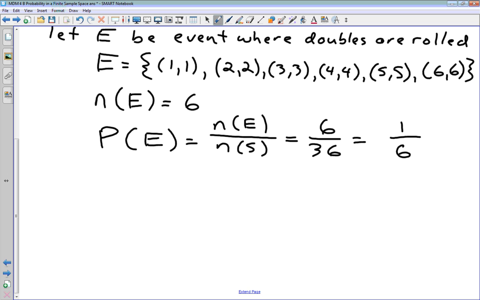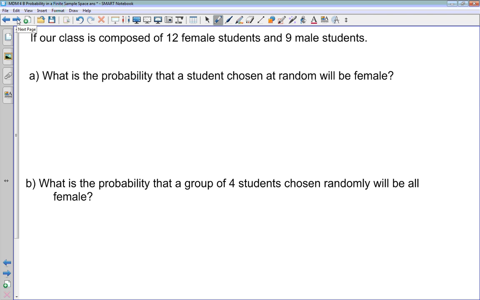Let's do one that's a little trickier and is going to bring in some of the counting techniques that we used in Unit 2. If our class is composed of 12 female students and 9 male students, which is true if everyone is here, it is not true today, what is the probability that a student chosen at random will be female? We need to know what our sample space is and what our event space is, or more appropriately, the number of elements in each of those. Our sample space is a student chosen at random. Our event space is that the student chosen at random is female.